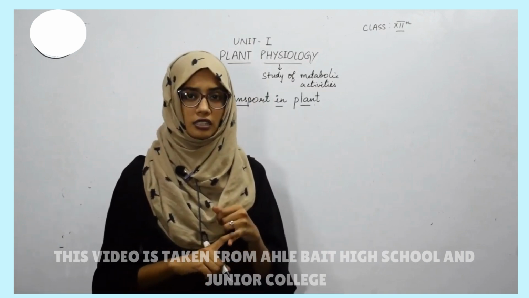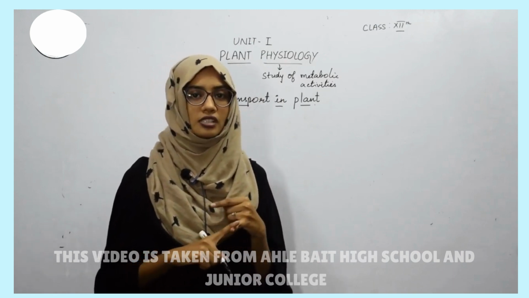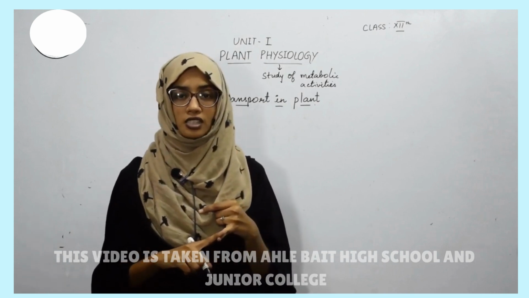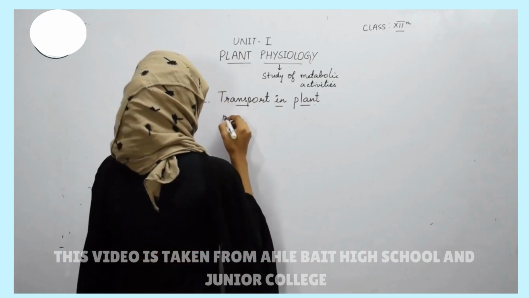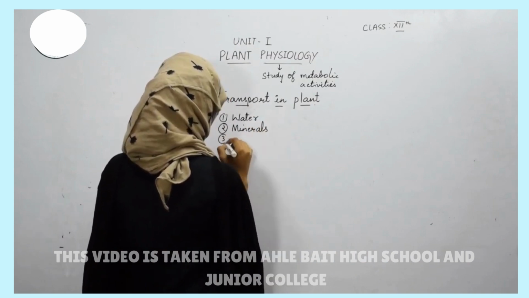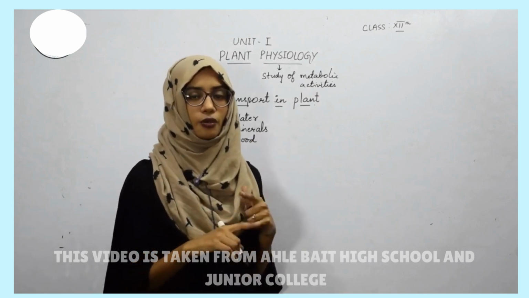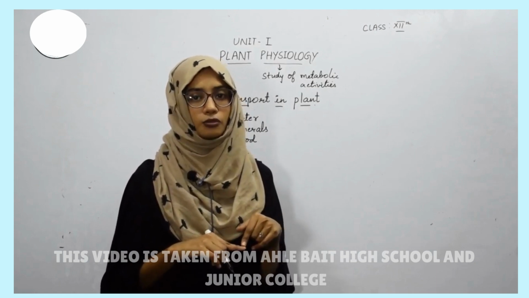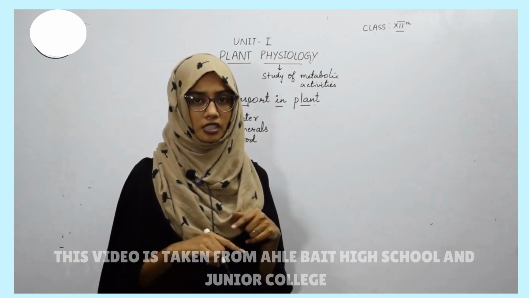Firstly, we need to see how many substances need to be transported through the various cells of the plant body. There are three different substances which need to be transported: the first one is water, the second is minerals, and the third one is food. This food is synthesized by the leaves and is transported to the various storage cells and to the other cells wherever the food is required. So these materials are transported in a plant body by various processes.